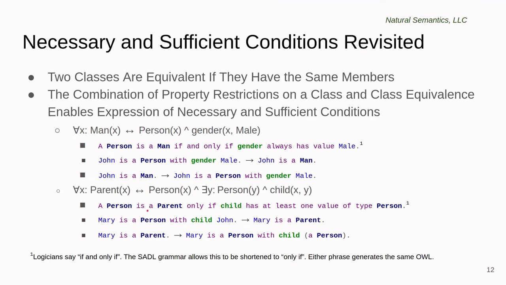So what this means, again, is if we know that Mary is a person with child John, then that implies that Mary is a parent. If we know that Mary is a parent, then that implies that Mary is a person with child, a person. If we only know that Mary is a parent, we obviously can't from that infer the name of her child. We can only infer that there exists a person who is her child.